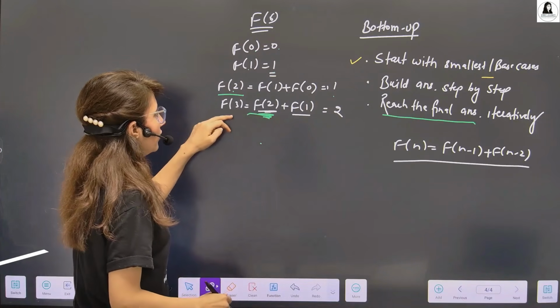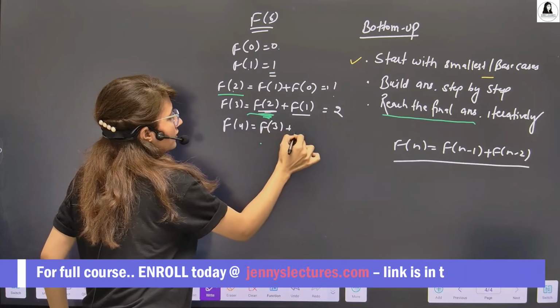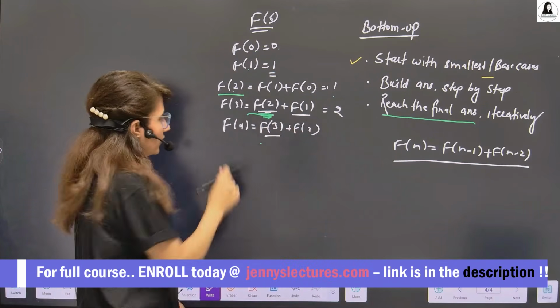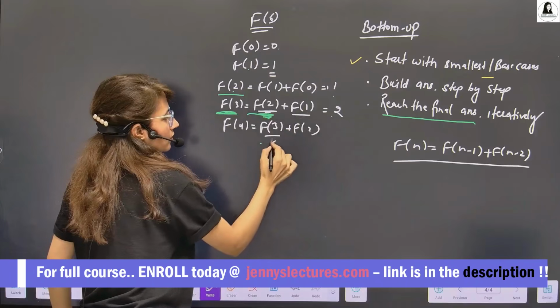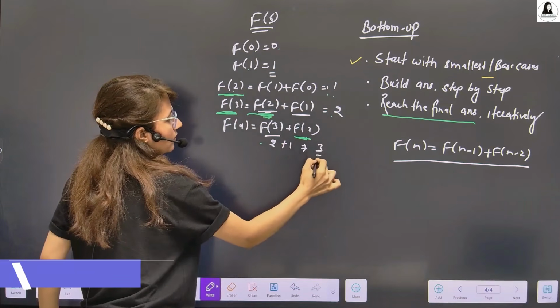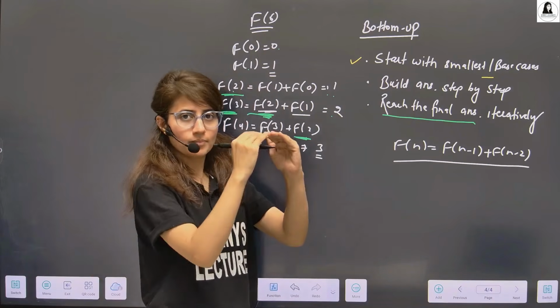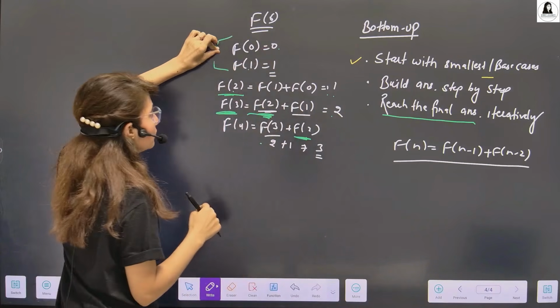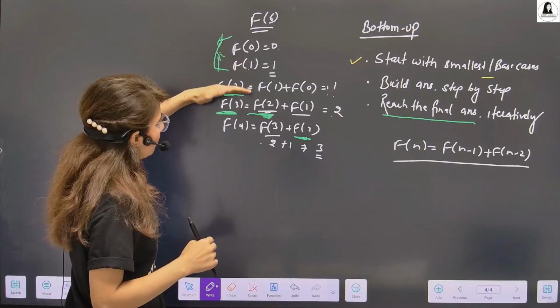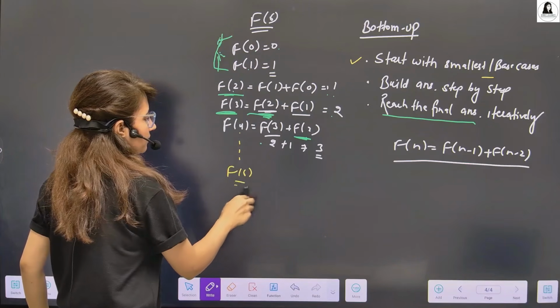Like this we solve. For f of 4, we know what we need. F of 3 plus f of 2. F of 3 you know? Yes, we have calculated. That is 2. 2 plus f of 2 you calculated? Yes, 1. So it will give me 3. So that is bottom up. We started with the smallest problem, the base cases. Then one by one we build the answer and we reach till finally f of 6. Like that.